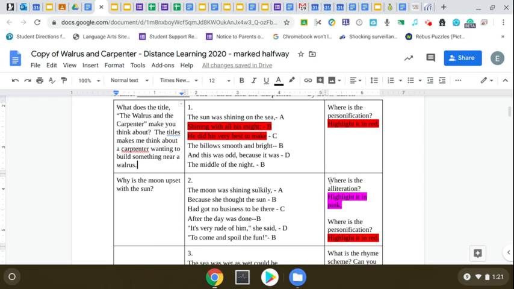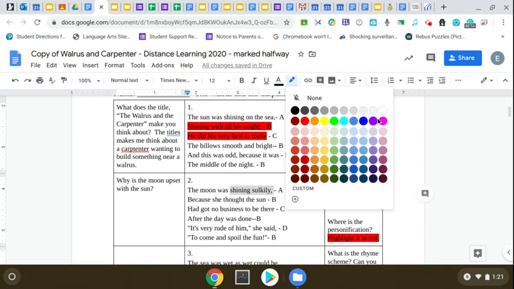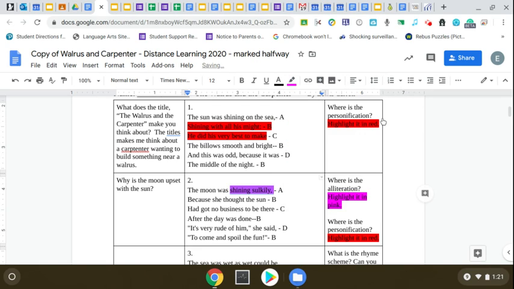Okay, so now it says, where is the alliteration? Highlight it in pink. So I know alliteration is when you repeat the consonant sounds. So shining sulkily, that S sound is being repeated. Now, some people might say that's not alliteration because sh is a different sound than s, but we're going to go with it because they both start with the letter S.